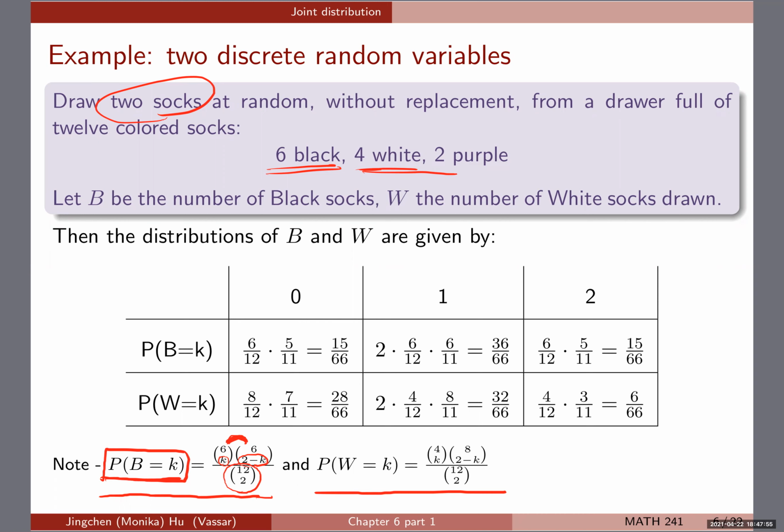Similarly, you can work out this expression for W as well. It's slightly different: even though the denominator is the same, the numerator is different because the total numbers of different color socks are different over here. But overall, I'm sure you should be able to convince yourself that this is true. All right, so that's all good.